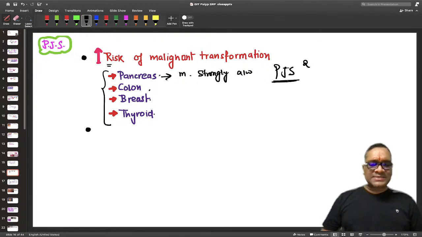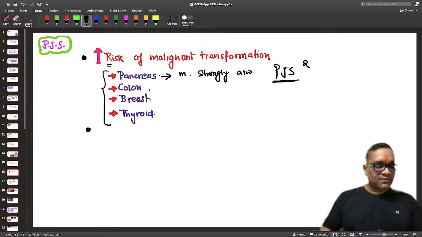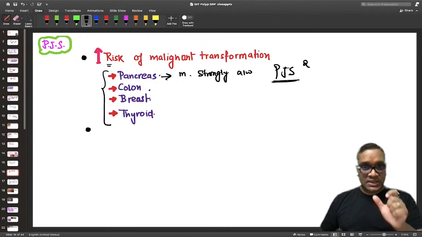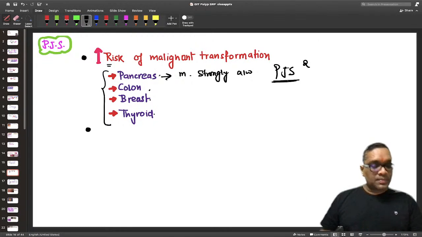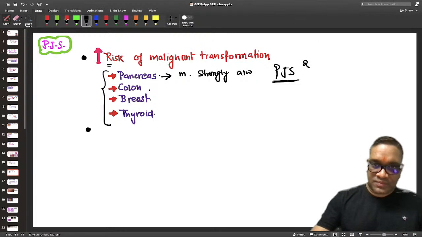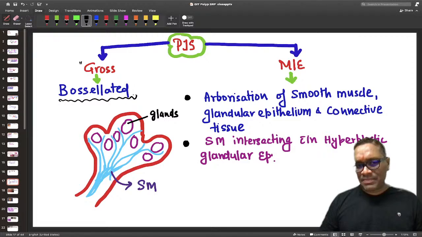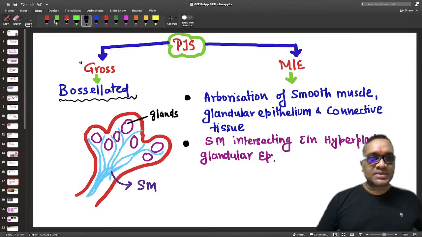So if only intussusception is mentioned, then we cannot say anything, right? Only intussusception, there are so many differentials for that. Mucocutaneous pigmentation is the catch point, right? If mucocutaneous pigmentation is given, then only it will be in favor of Peutz-Jeghers syndrome. So on gross examination, they will have a bosselated appearance. What do you mean by bosselated appearance?